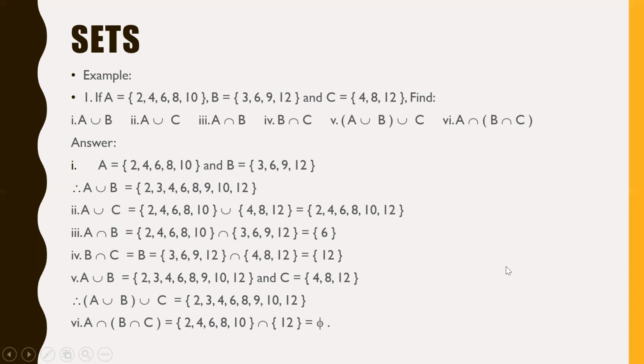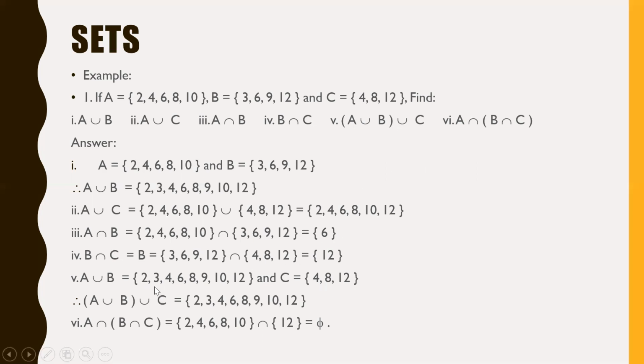Roman number 5. Here you can see the question, A union B union C. A union B is in a bracket. So first I am writing A union B; the answer you will get from Roman number 1, A union B answer 2, 3, 4, 6, 8, 9, 10, 12. So I have written here 2, 3, 4, 6, 8, 9, 10, 12. And the C value is how much? C value is 4, 8, 12. Okay. And you have to write the union.